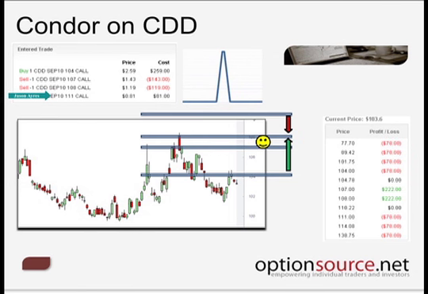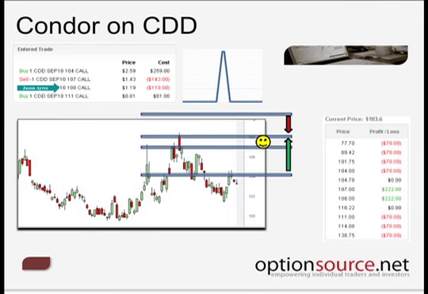Well, we have to understand that if a move happens very quickly on the CDD and no time has passed by, yes, our 104 calls are going to be making money, but the 107s and the 108s are also going to be making money because volatility is going to kick in. And so in the absence of any time depreciation, we're going to see all of these option contracts appreciate in value. Okay?